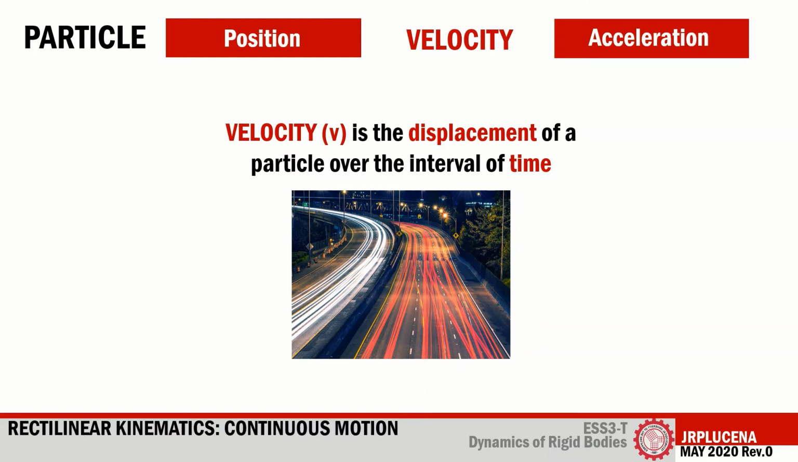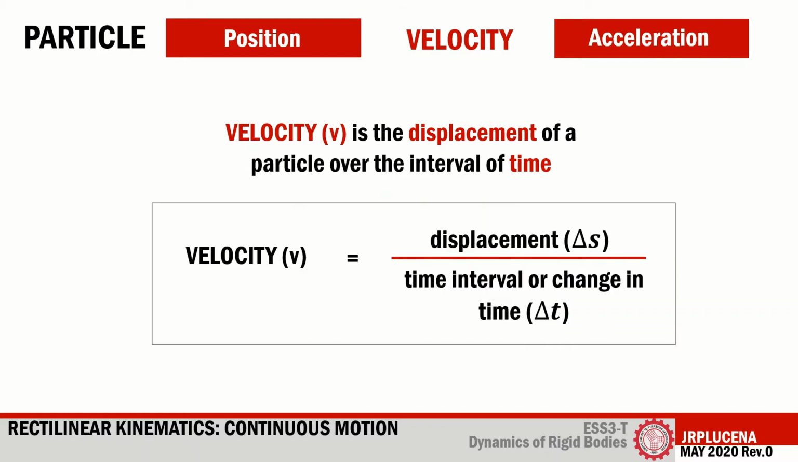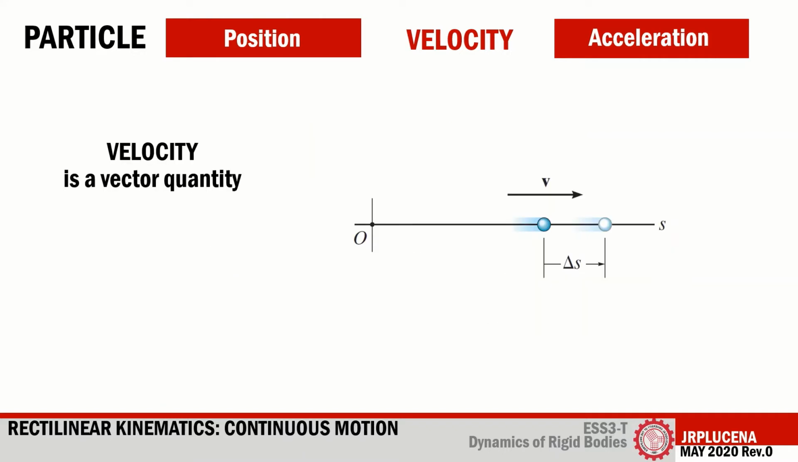Velocity now is the displacement of a particle over the interval of time. So, understanding displacement is vital in understanding velocity, because it deals with displacement and interval of time. Velocity, again, is displacement, or delta S, over the time interval delta t. Let's have here the figure where an object is displaced from its initial position to its final position, and the change in position, or the displacement, is delta S.